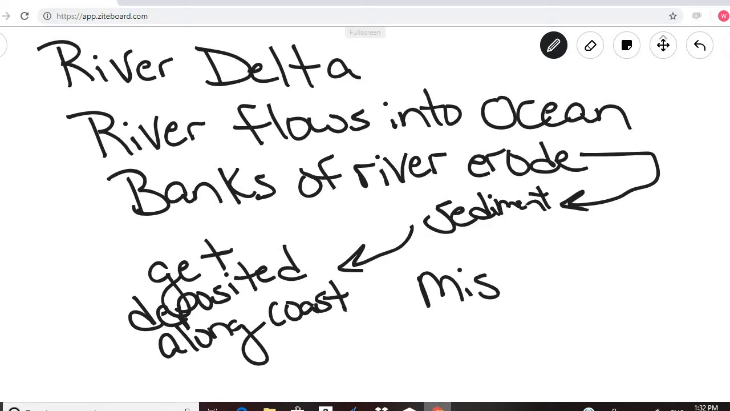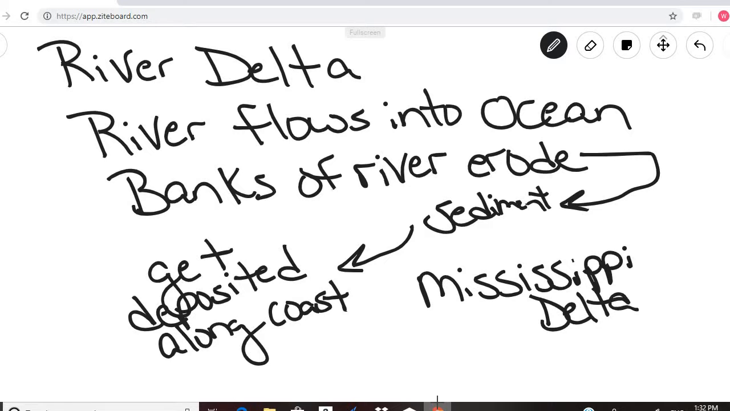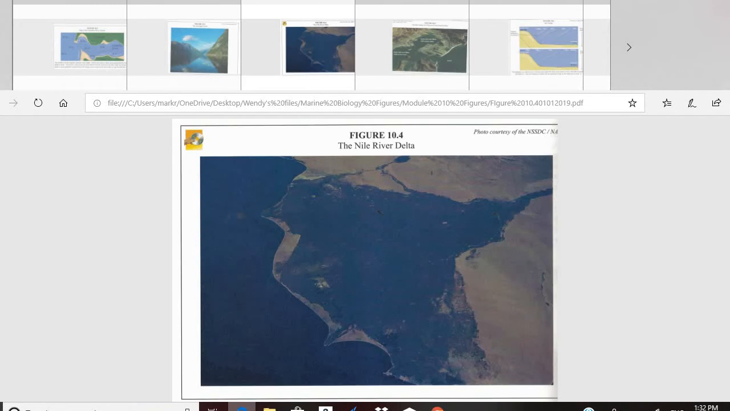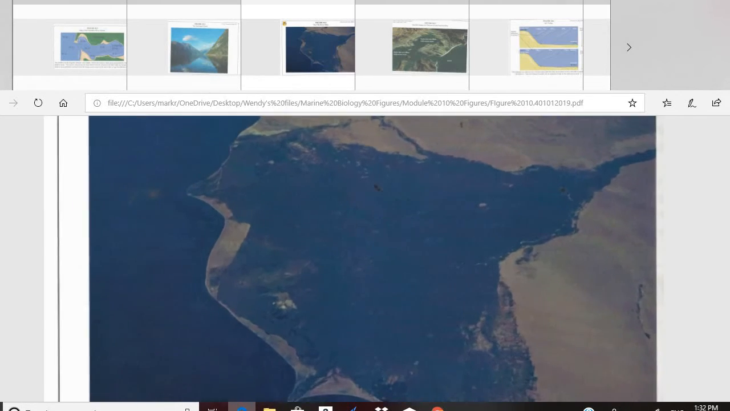I've already mentioned this, but the Mississippi Delta. And if you've studied ancient Egypt or even current day Egypt, there is the Nile Delta. Okay, so let me show you a picture of the Mississippi Delta. This is it. Oh, actually, this is the Nile Delta.